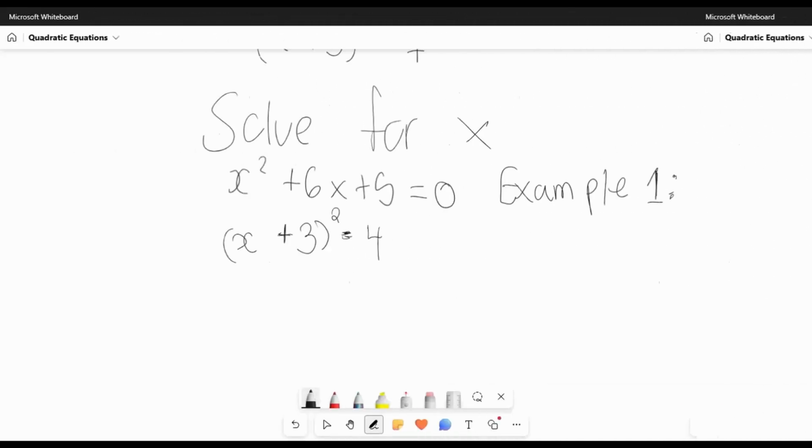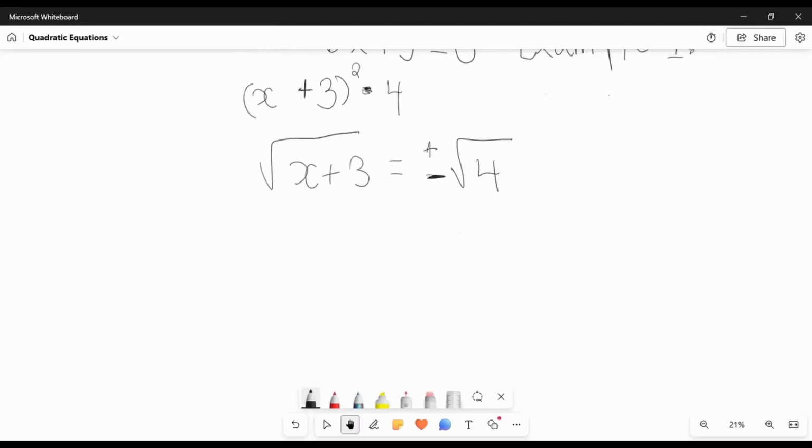Now, this doesn't stop here. This is the form, but if we want to solve for the values of x, this is what we do. We put the square root on both sides. x plus 3 is equal to plus or minus the square root of 4. To remove the square root, x plus 3 is equal to plus or minus 2.